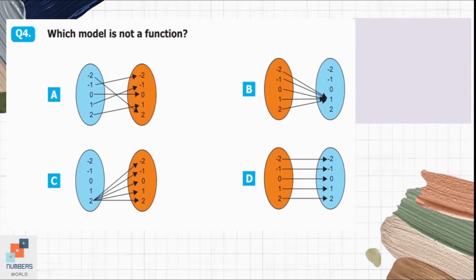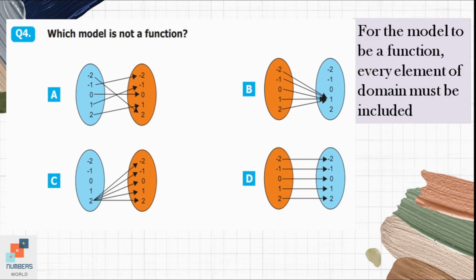Question number 4: which model is not a function? For the model to be a function, every element of the domain must be included, which is correct for options A, B, and D. But if we look at option C, only one element of the domain is used here. So option C is not the model of a function.